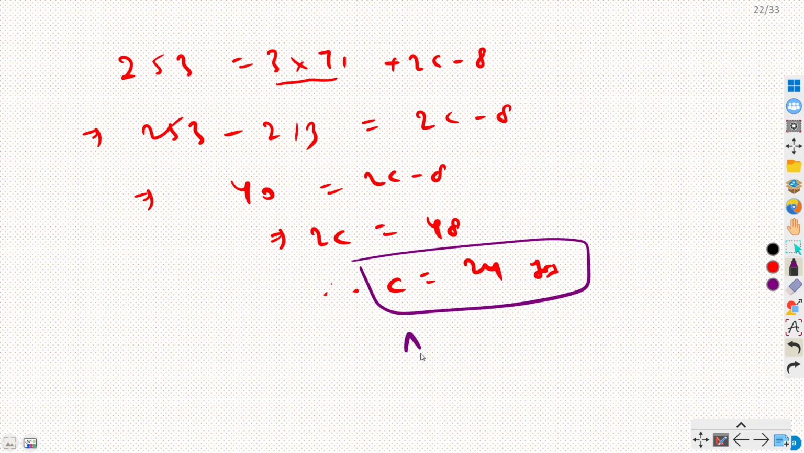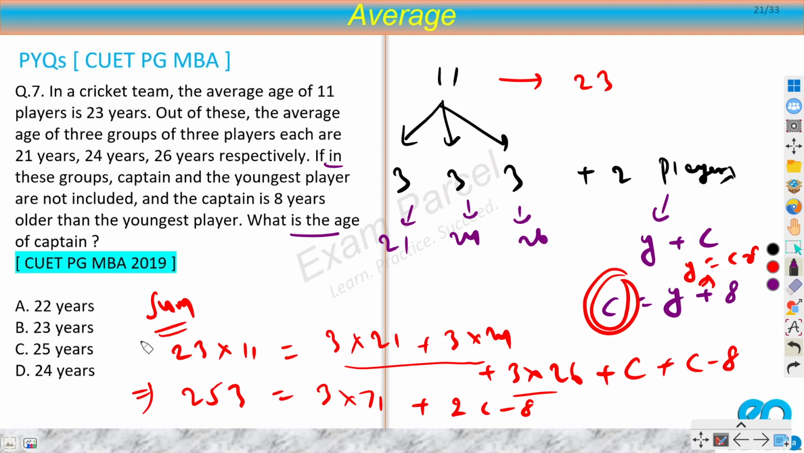It means the age of captain is 24 years. So age of captain is 24 years. That will be option D. Option D, 24 years. So this was also not a hard question. Only thing was that you should be able to process all the information, because the information might seem very large.